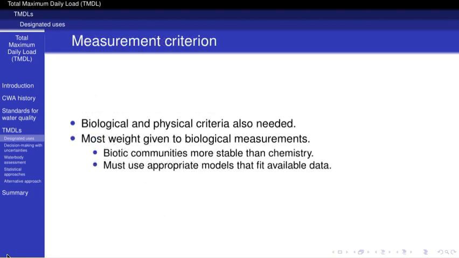Biological criteria should be used along with physical and chemical criteria to determine whether an assessment unit is meeting its designated use. The most weight should be placed on biological criteria because they are more closely related to the long-term ambient conditions than chemical measurements. However, guiding management actions to achieve water quality goals based on biological criteria depends on adopting appropriate modeling efforts.